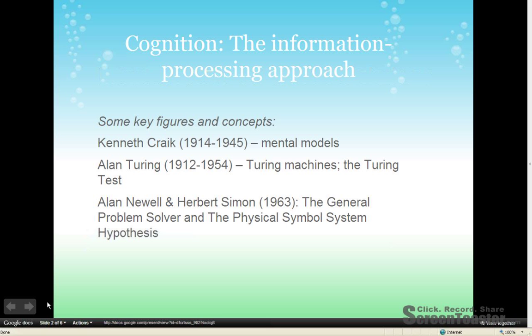Alan Newell and Herbert Simon in 1963 produced a program called the General Problem Solver, and this was a computer program which was programmed with only a few rules, but nonetheless was able to solve some quite complex problems. They also talked about the physical symbol system hypothesis, the idea that symbol processing is a necessary and sufficient condition for intelligent behavior. So essentially this was saying that the hardware doesn't really matter terribly much. It doesn't matter whether it's biological hardware or computer hardware. The key thing is that symbol processing is going on.